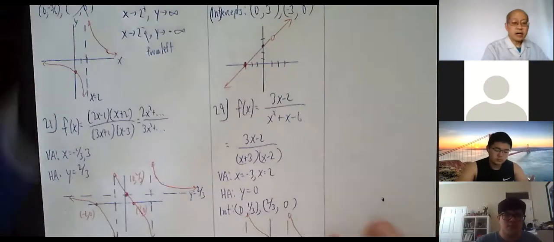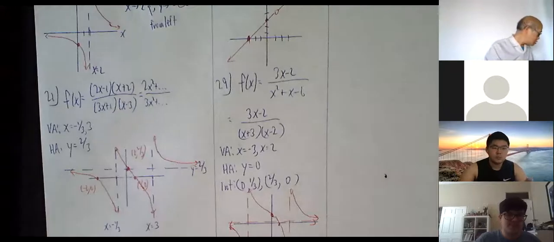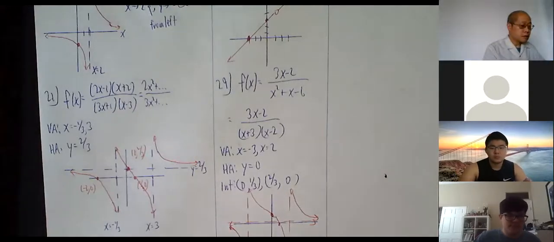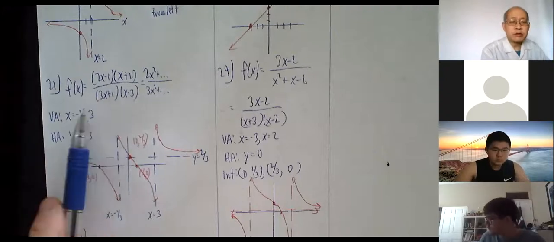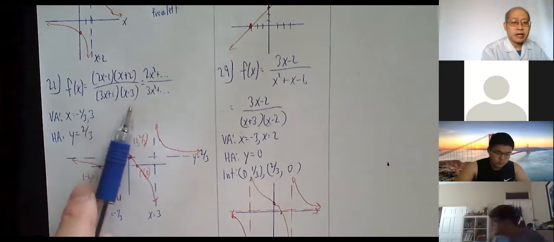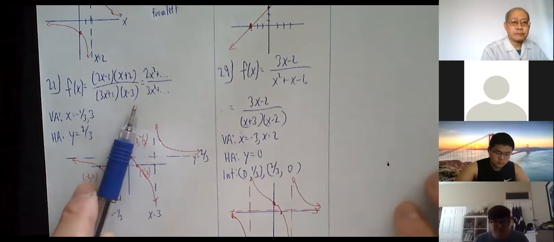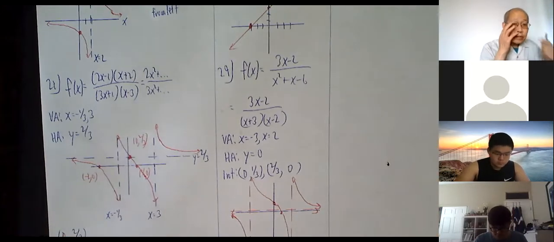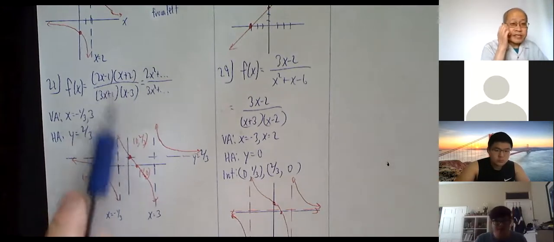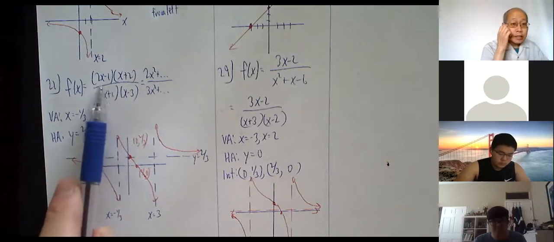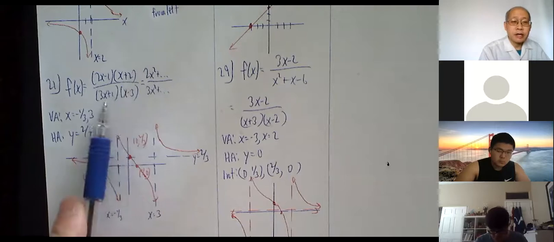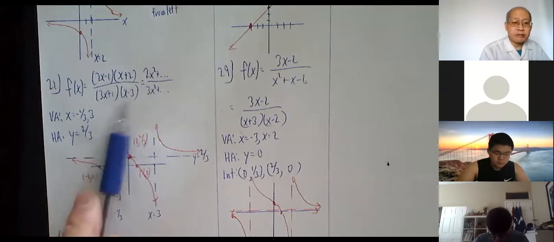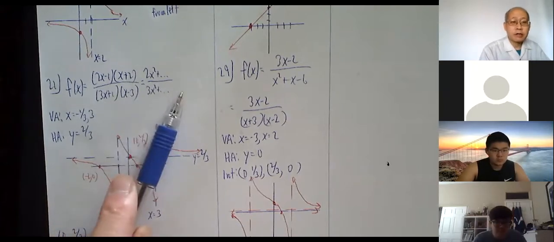Okay, next one is 21. They give you this: 2x minus 1, x plus 2 over 3x plus 1, x minus 3. So there's a lot more going on here. How do we come up with a graph of this? First, I want you to recognize that both of these are second degree. This is going to be 2x squared plus blah, blah, blah, if you FOIL it out. This is 3x squared plus blah, blah, blah, if you FOIL it out.